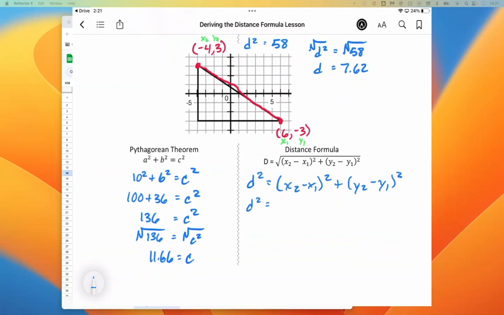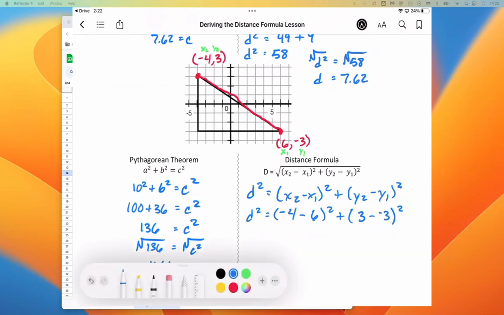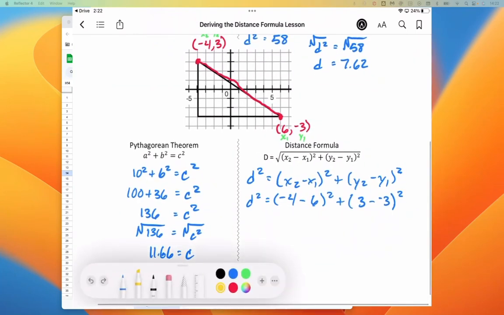So d squared is equal to x2 for me is -4. Oops, and I forgot again. Schlegel, always put your template together before you start putting numbers in there. Otherwise, you're going to make a mistake. Okay. x2 is -4. x1 is 6. y2 is 3. y1 is -3. So see right here, this is where the problem happens if I don't put my template together. I often just accidentally put 3 minus 3 instead of 3 minus -3. So again, the template is super, super helpful.